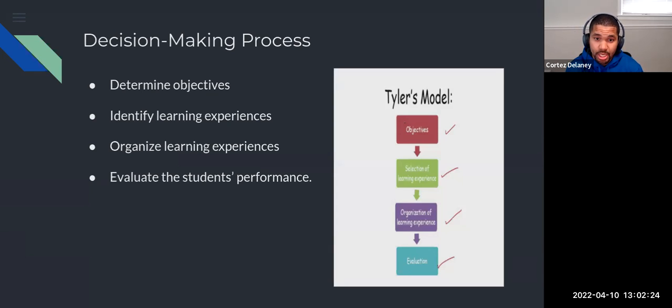First, what should the educational objectives of the curriculum be? What learning experiences should be developed to enable students to achieve the objectives? Question number 3 is, how should the learning experiences be organized to increase their cumulative effect? And finally, how should the effectiveness of the curriculum be evaluated?